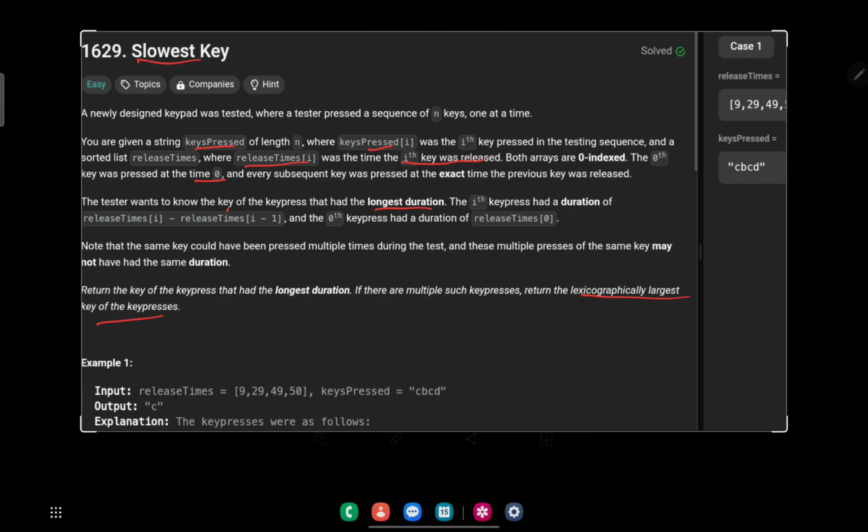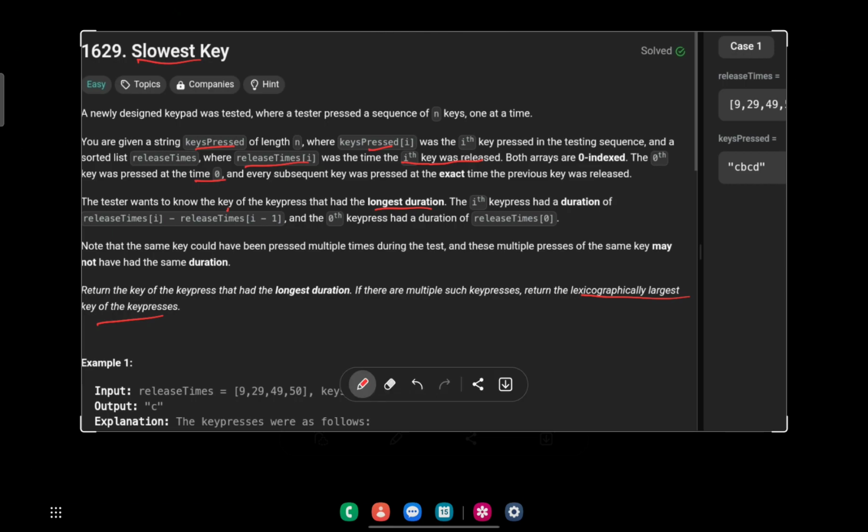So here, the first key is released at 9, the second key is released at 29. That means the second key was pressed for 20 seconds, and the third key was pressed for 20 seconds, the fourth key was pressed for 1 second. So B and C are the two keys which are pressed for 20 seconds. We have to return the lexicographically largest, so C is returned.